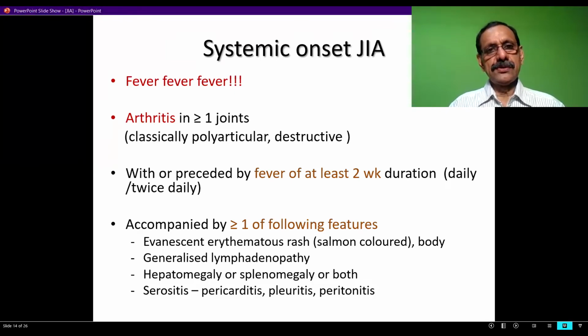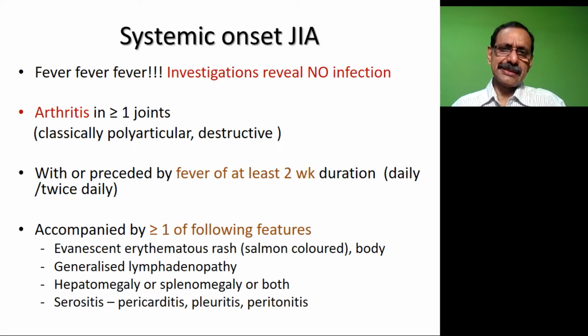Now, arthritis involves more than one joint. In any juvenile idiopathic arthritis, one or more joints are affected, and the same applies here also. And the type of arthritis is classically polyarticular and destructive. Joint destruction can happen. But in SOJIA, generally arthritis is not very apparent because the child is running such a high fever, nobody notices arthritis. So fever, that is the presentation.